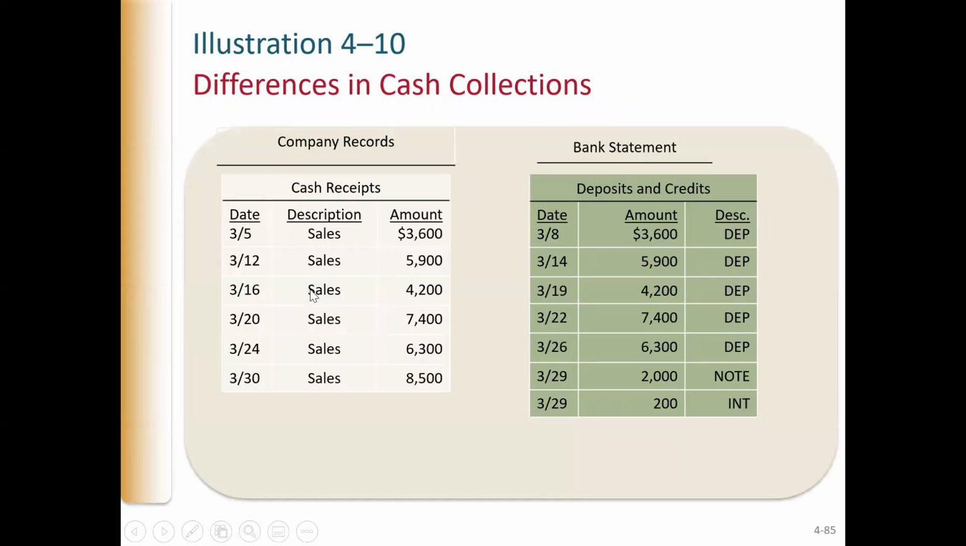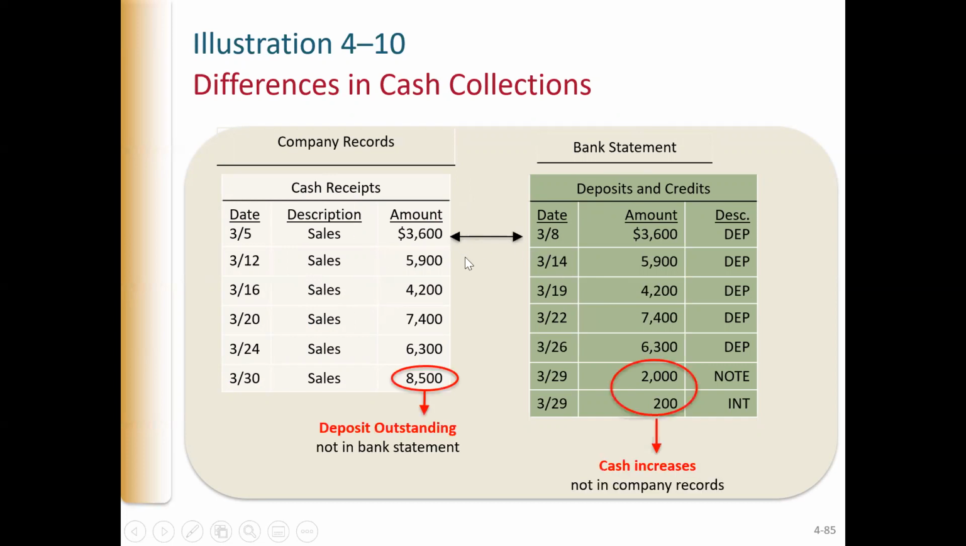Okay. So as you see here, here are deposits for the bank. Here are the company's records. That both matches. Those match, but look what doesn't match. The company shows on March 30th sales of 8,500. That didn't hit the bank yet, did it? Right? And do you see there are some things here at the bank that the company doesn't have in their records? So the items, this is a deposit outstanding. What that means is it hit the company, it's outstanding with the bank.